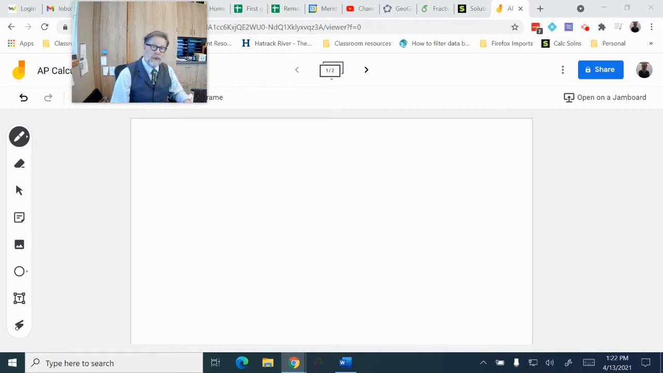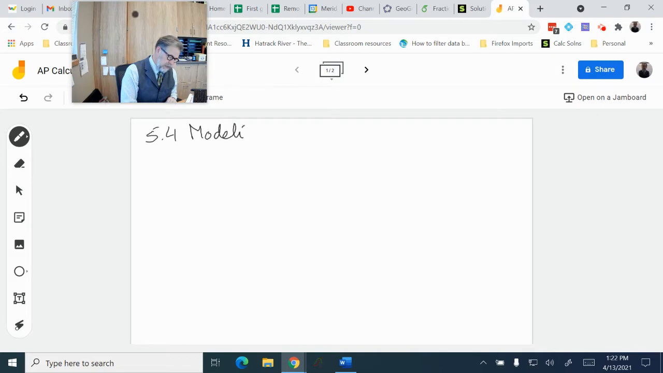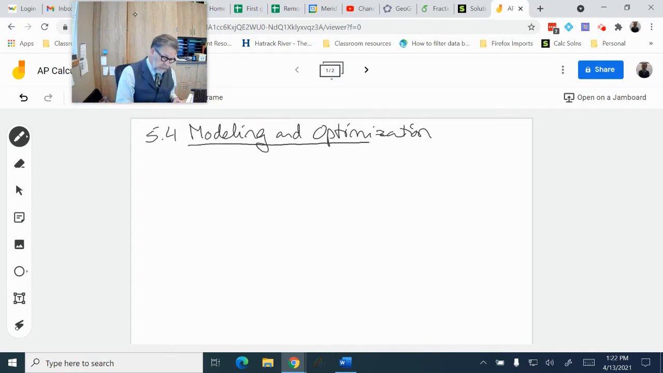All right, welcome to chapter 5.4 of our calculus book. And 5.4 is about modeling and optimization. I mentioned this before, but really modeling and optimization is one of the major uses of calculus in real life, because obviously we want to optimize things to the greatest extent possible.